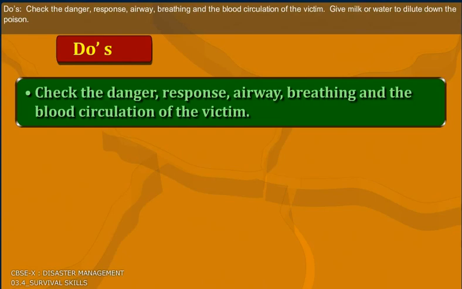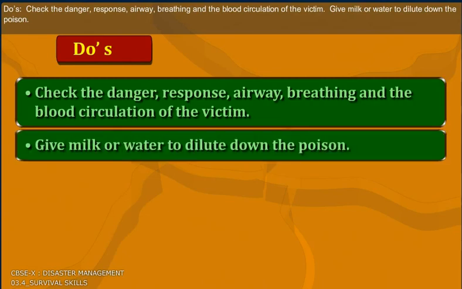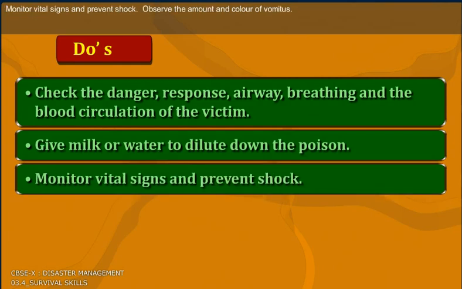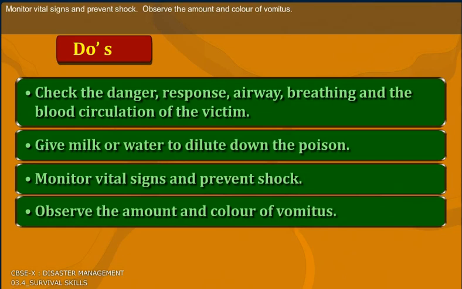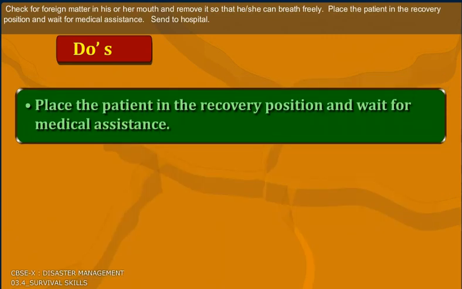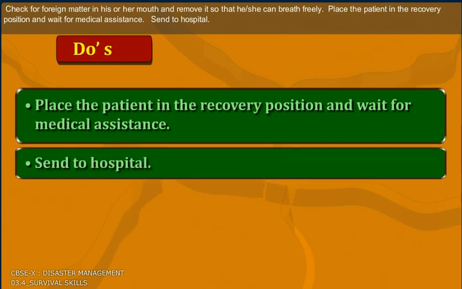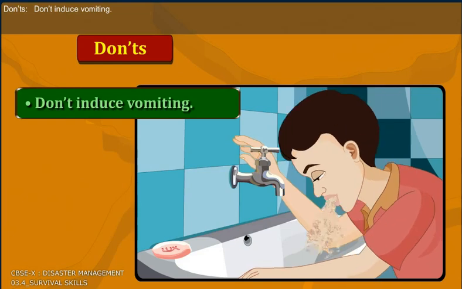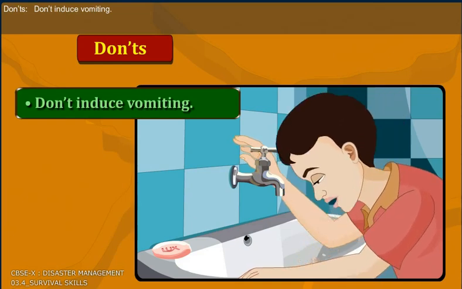Do's. Check the danger, response, airway, breathing, and the blood circulation of the victim. Give milk or water to dilute down the poison. Monitor vital signs and prevent shocks. Observe the amount and color of vomits. Check for foreign matter in his or her mouth and remove it so that he or she can breathe freely. Place the patient in recovery position and wait for medical assistance. Send to hospital. Don'ts. Don't induce vomiting.